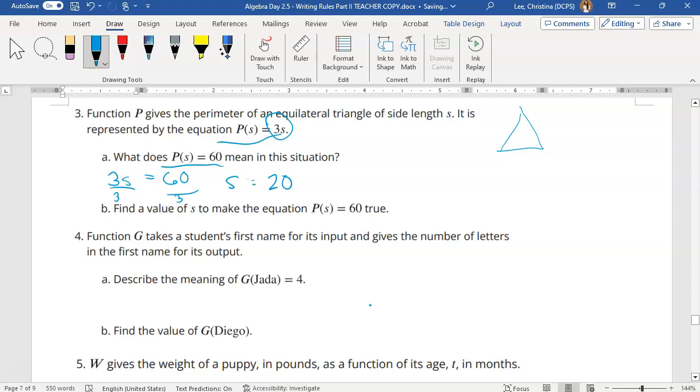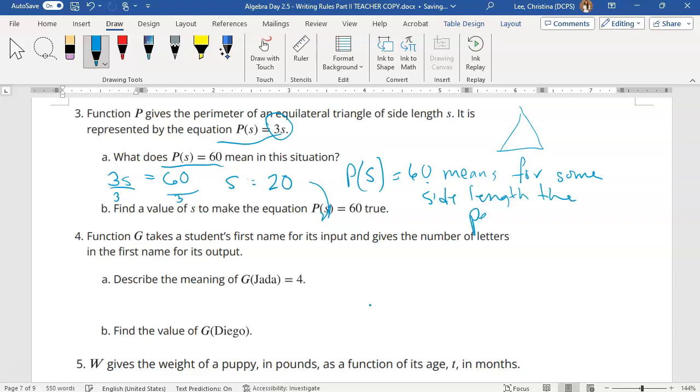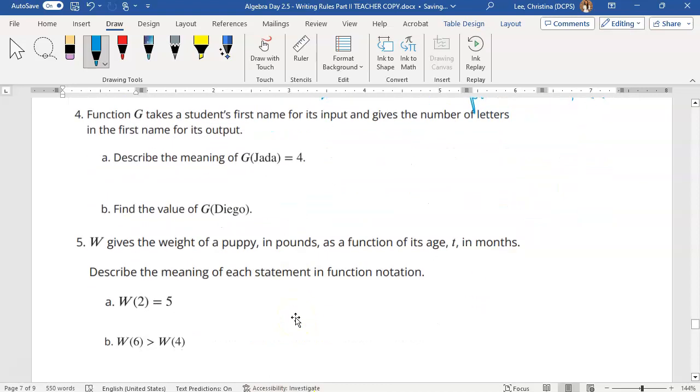Write a value of S to make, oh, we actually already did this, so Leslie got a little bit ahead. So S equals 20, and we could say P of S equals 60 means for some side length, which we find below, the perimeter is 60.